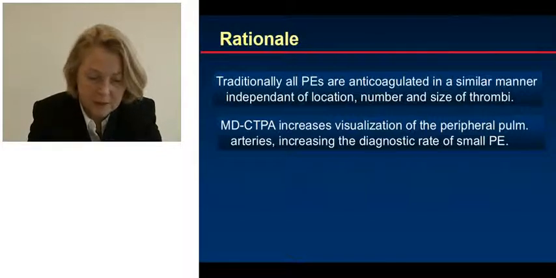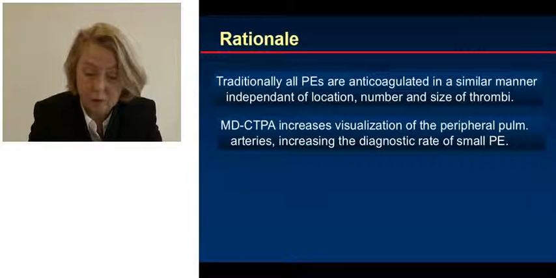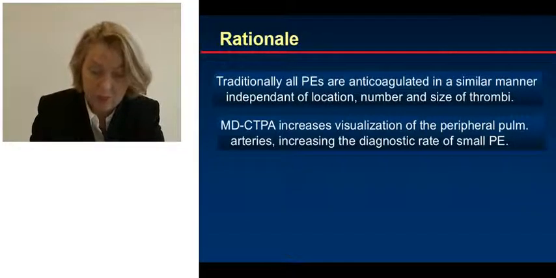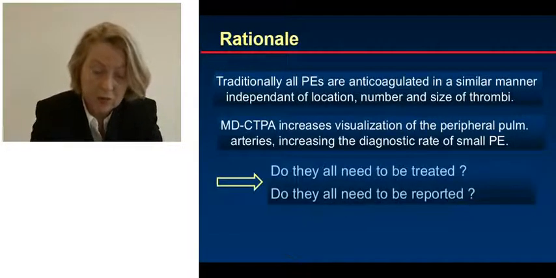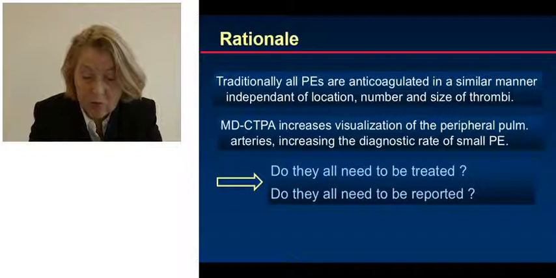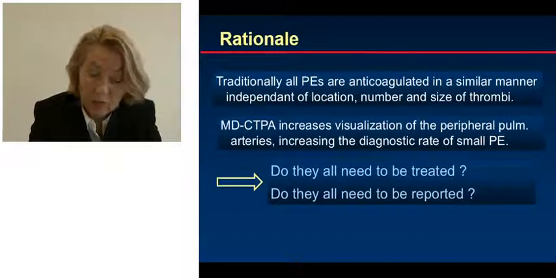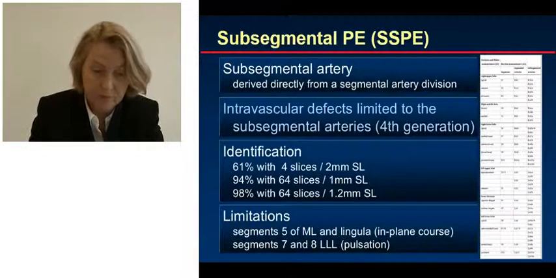With modern CTPA, we know that there is an increasing visualization of the peripheral pulmonary arteries and therefore also an increasing rate of diagnosis of small pulmonary emboli. And a question arises, do they all need to be treated and do they all need to be reported?